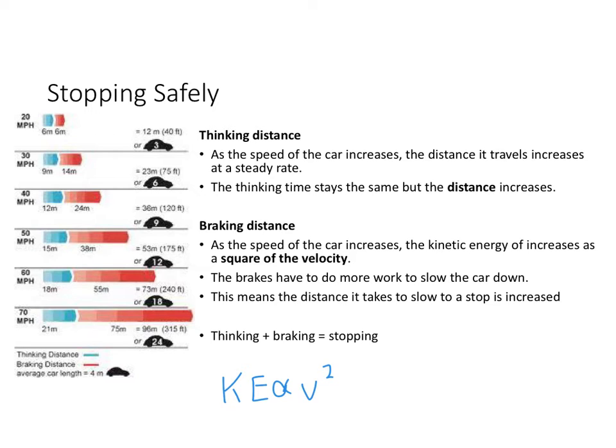This is because the velocity is squared for kinetic energy. The brakes have to do more work to slow the car down. They transfer the kinetic energy into heat energy, and that means the distance it takes to slow to a stop is increased. So it's very important that we recognise that doubling your velocity doubles your thinking distance and quadruples, so a factor of 4, your braking distance. Then we add those two values together to give us the total stopping distance.